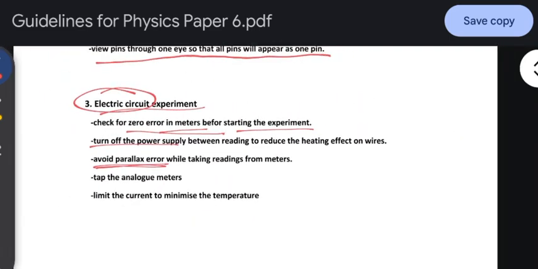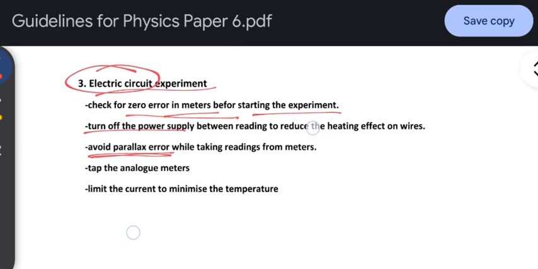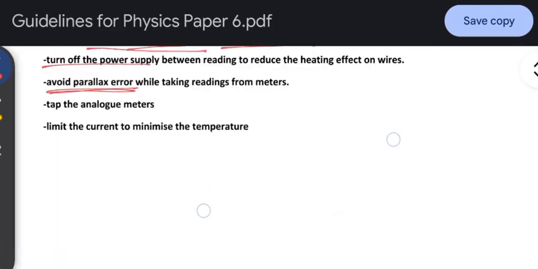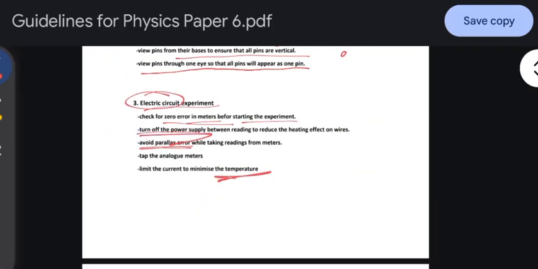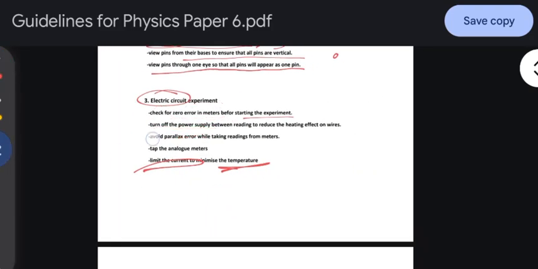Let's go through them very quickly. Zero error in the meters, and then turn off the power supply to reduce the heating effect. And then after that we have avoid parallax error, tap the analog meters, limit current to minimize the temperature. You can always talk about temperature. For example, turn off the power supply, limit the current. All of this comes under temperature.